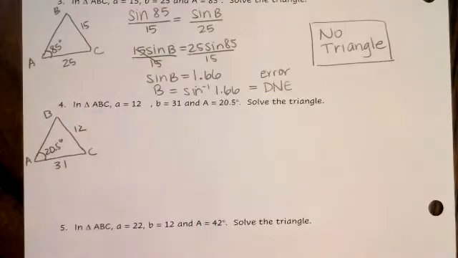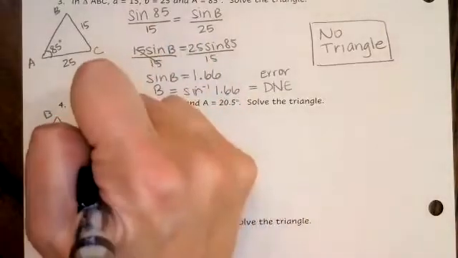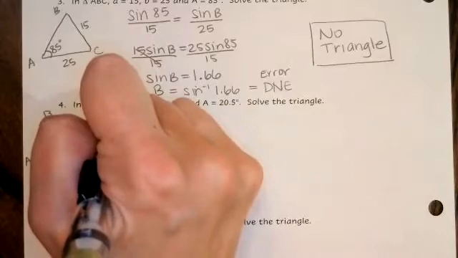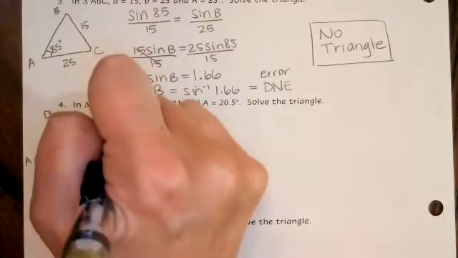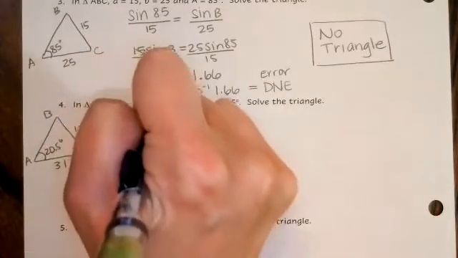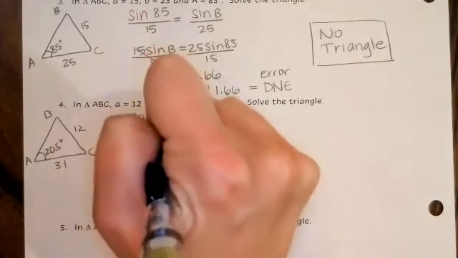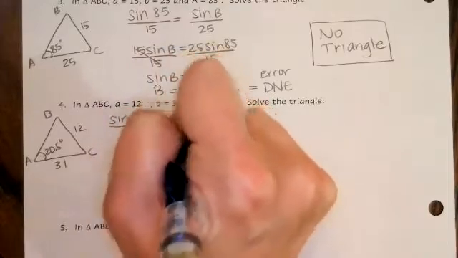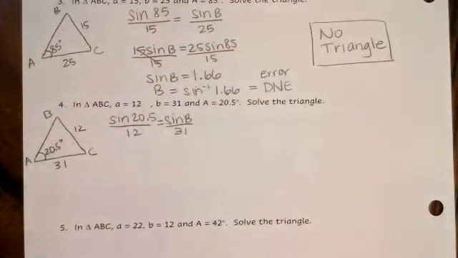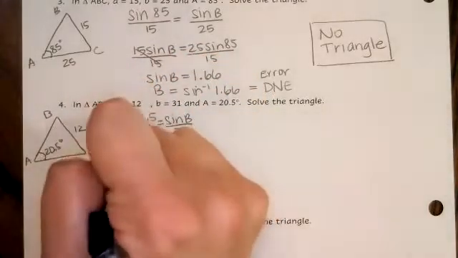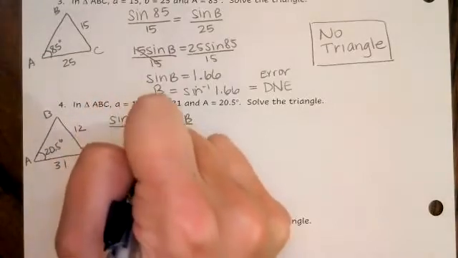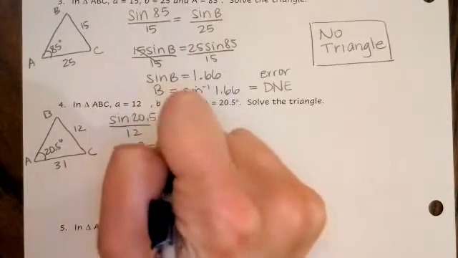And so we're going to start again. I'm going to set up the first proportion, which in this case is the sine of 20.5 over 12 is equal to the sine of B over 31. We cross multiply and divide by 12.